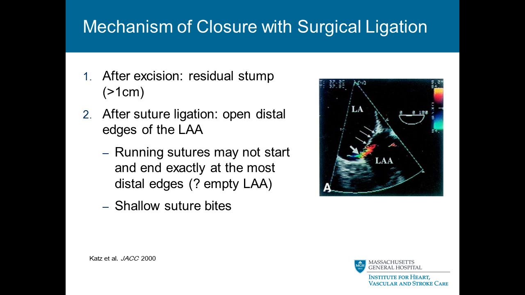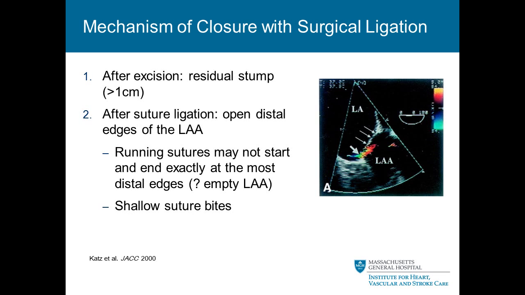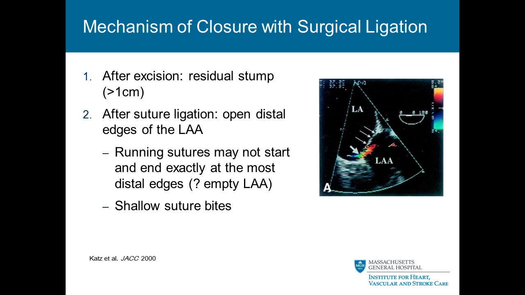The mechanism of incomplete closure with surgical ligation is a little bit more complicated, and it may be due to a couple of reasons. After surgical excision, there may be a residual stump. The stump, by definition, if it is more than 1 centimeter, the procedure is defined as non-successful or non-closure.